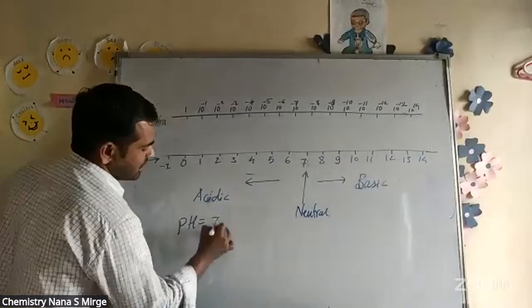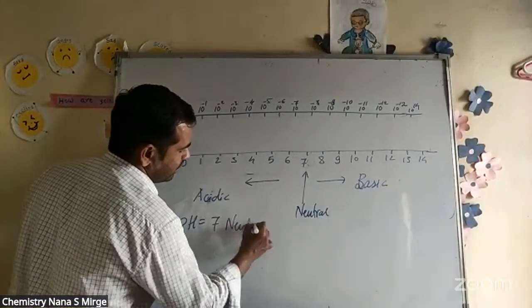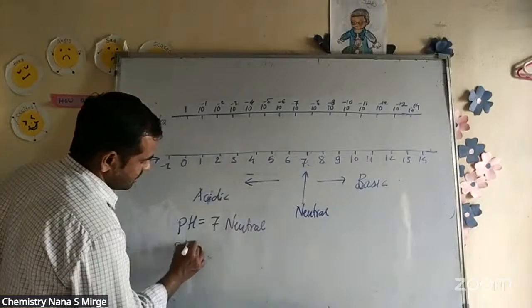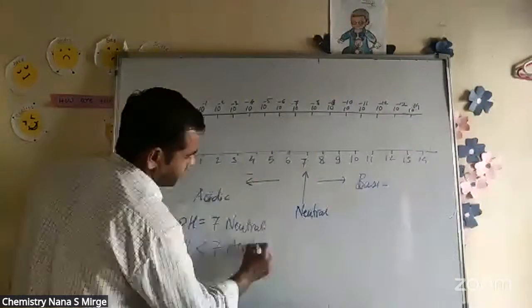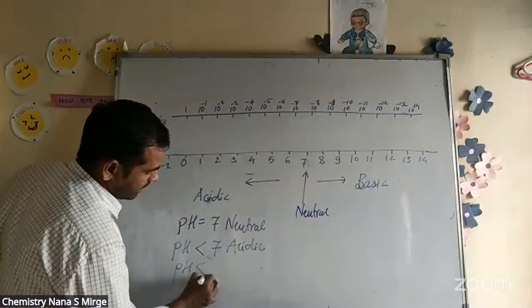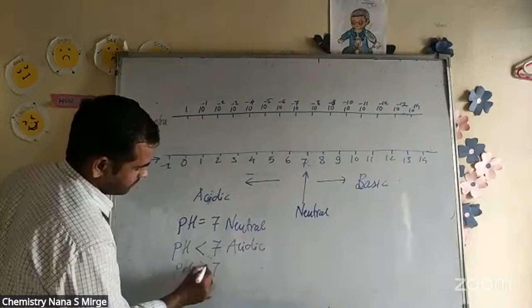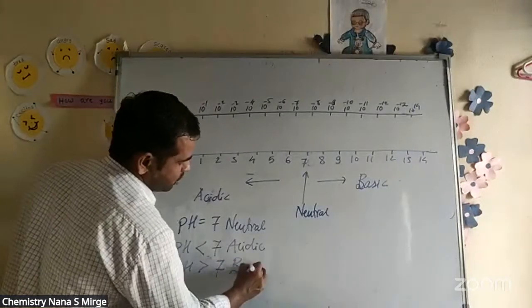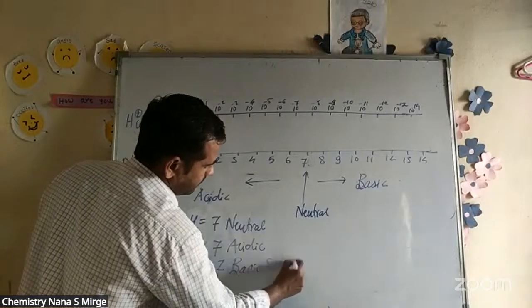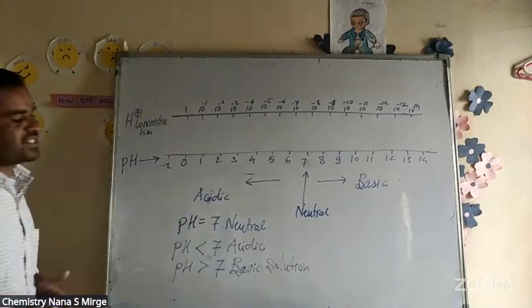If pH is equal to 7, this solution is neutral, and if pH is less than 7, it is acidic, and pH अगर greater than 7 है, it is a basic solution, called basic solution.